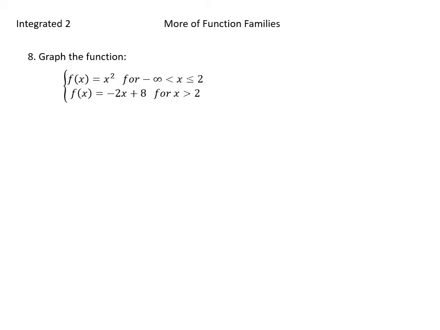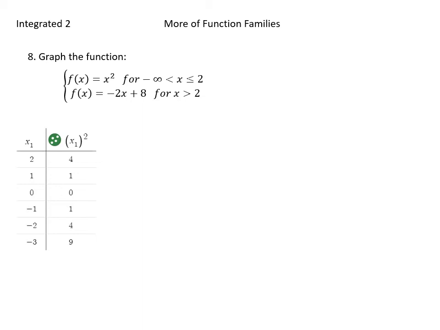Graphing one, you're probably going to be given a bunch of graphs to pick from, but we break it up the same way. So that top function is an x squared, and that's for negative infinity less than x less than or equal to 2. So that means we follow the x squared for all the x's from 2 left. So I just did a table here. The highest x value I plugged in is 2.